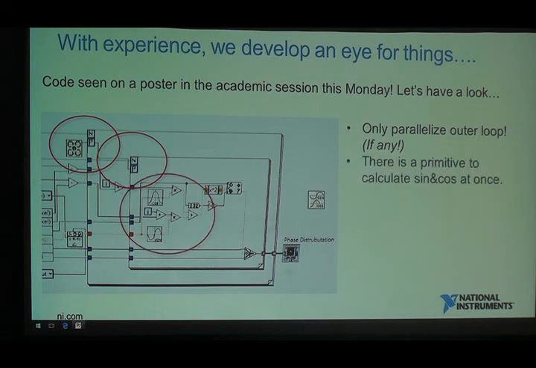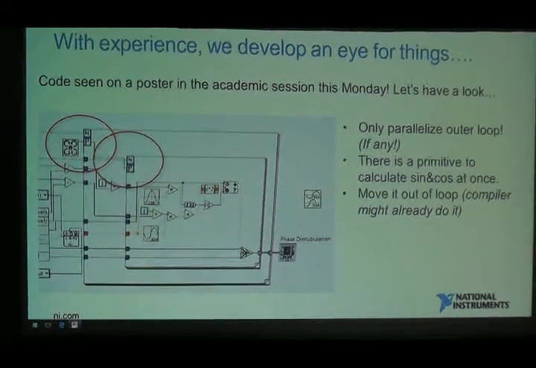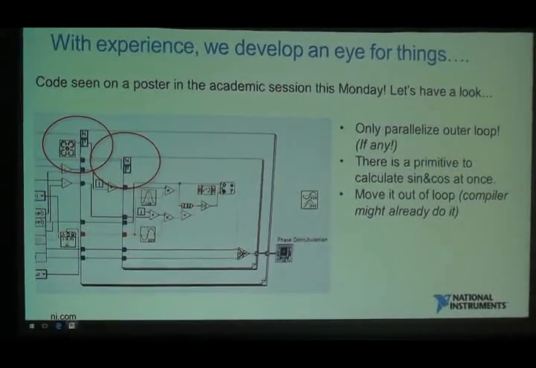And there's also a function that does the sine and cosine in one go, and since they're mathematically related, it's much cheaper than doing them separately. And again, this should be moved out of the loop, because it needs to be done only once. Even if the compiler optimizes it, it should be outside, just for clarity. So this is just a bonus, a slide I made last night.